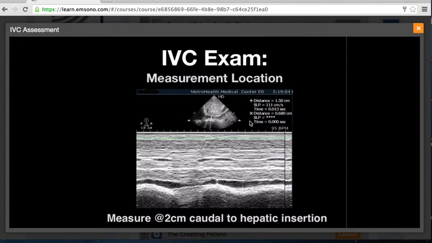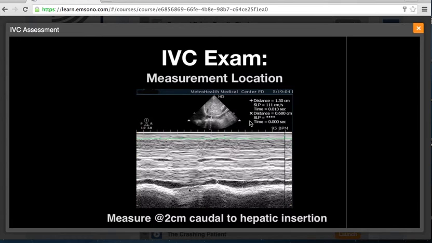Now, where do you measure the inferior vena cava? I would recommend measuring it about 2 centimeters caudal to the insertion of the hepatic veins. You don't want to be too close to the diaphragm since the inferior vena cava is tethered at this point, but I would go about 2 centimeters caudal to the hepatic insertion, and you can use M mode to help you in terms of measuring it and recording this in the medical chart.